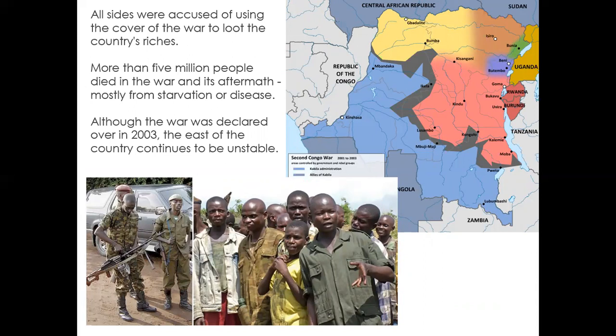So, what's it like today? Although the war was declared over in 2003, the east of the country continues to be unstable. Many of those children who were signed up as child soldiers as part of the civil war are now adults and bear the scars of that turbulent history.